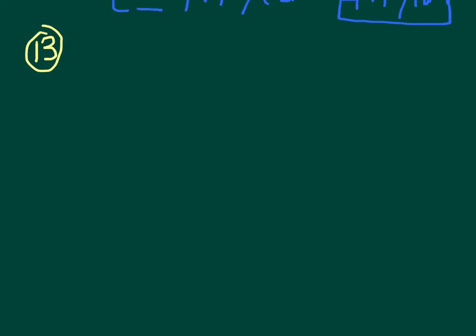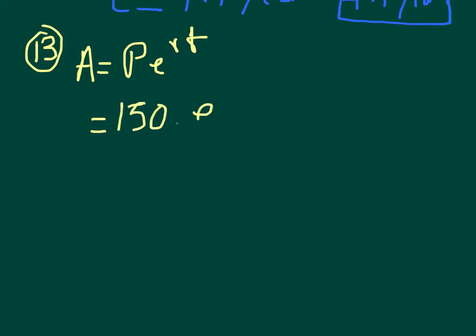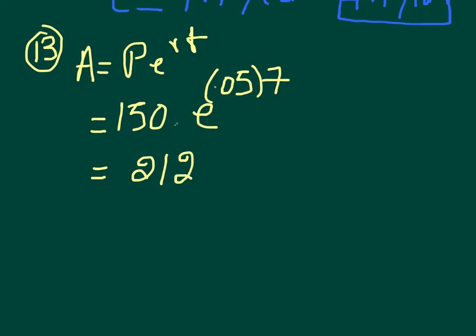Okay, number 13. Number 13, I'm going to use the same formula, which is Pe^(rt). So if the present cost is $150, the rate of inflation is 0.05, for 7 years. If you calculate all of that, this is going to give me $212.86. We're dealing with money. 2 decimal places is good.